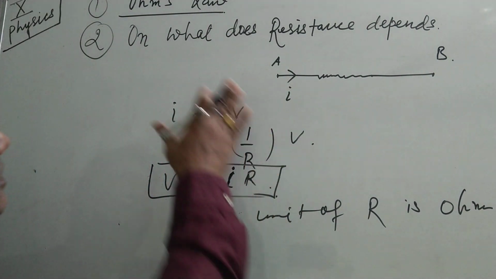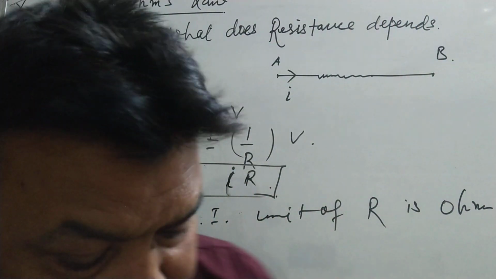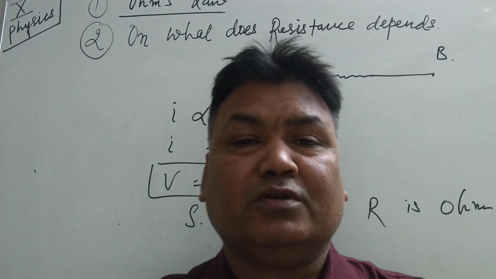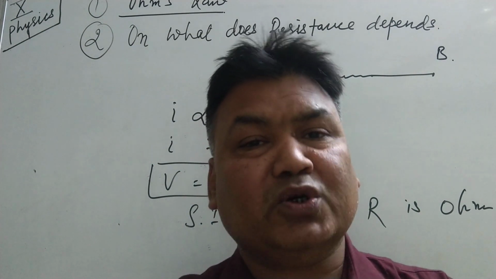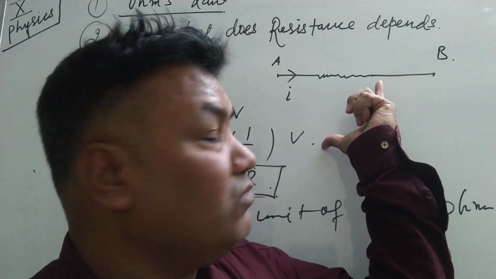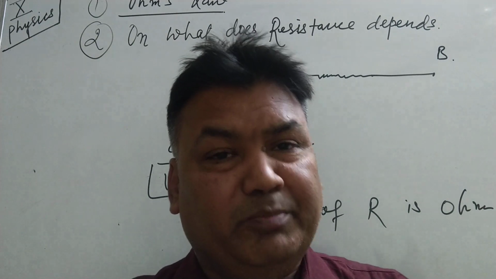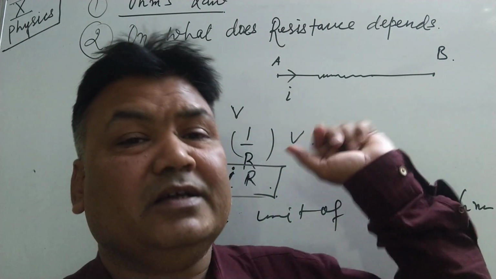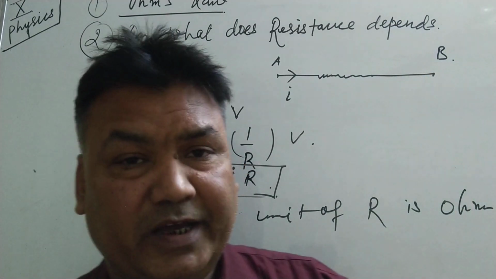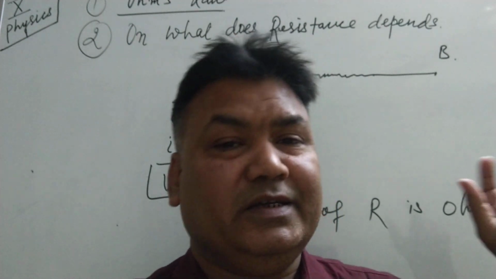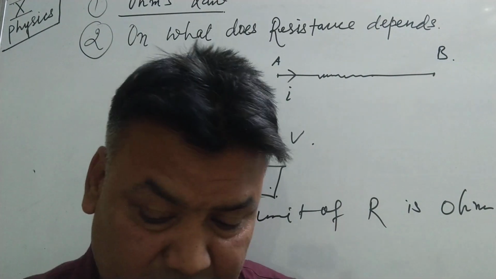So now we have to discuss on what resistance depends. Mainly it depends on 4 points. First one is it depends on the material of the wire. Second, it depends on the length of the wire, and third one depends on the area of cross section of the wire, and last, it depends on temperature. So we have to discuss one by one.